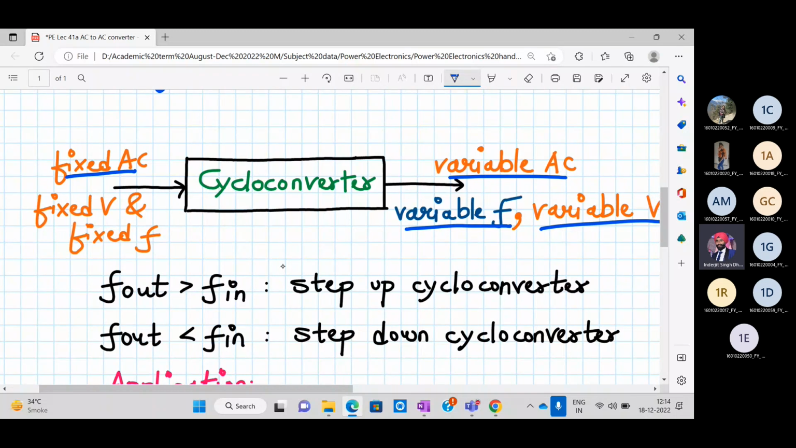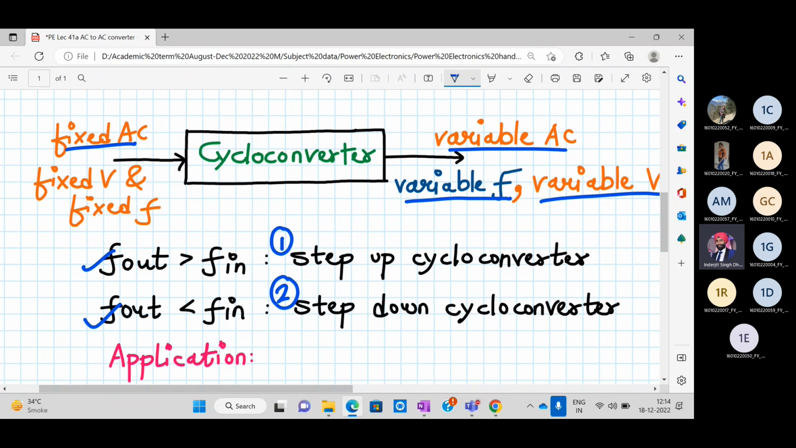In cycloconverter, there are two categories. Number one is step-up cycloconverter, in which the output frequency is greater than the input frequency. Both are AC, remember. And in step-down cycloconverter, the output frequency is less than the input frequency. So this is the category. If they ask you what a cycloconverter is, you can say it converts a fixed AC, that is fixed amplitude and frequency, into a variable AC, that is variable frequency and amplitude. And there are two types: step up and step down cycloconverter. Is this clear to you?